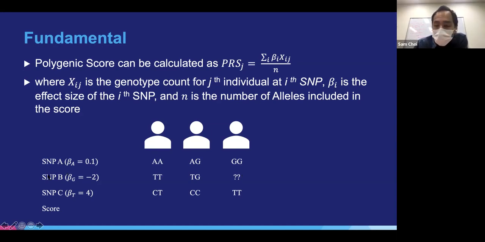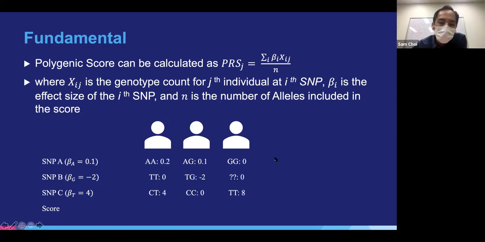For SNP B, the effective allele is G, and it has an effect size of -2. So effect size doesn't have to be all positive. It can be positive and negative. And then we have SNP C, which has an effective allele T with a value of 4, which is huge. But anyway, let's go ahead and see how we calculate the polygenic score.